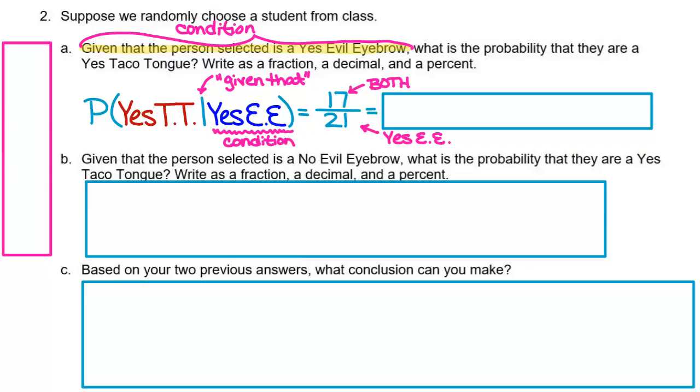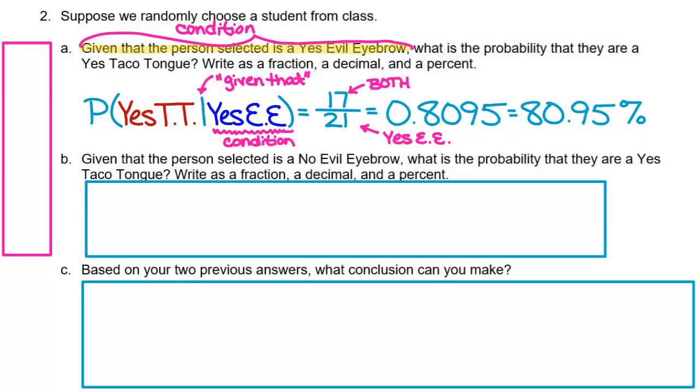My numerator is the intersection of yes taco tongue and yes evil eyebrow. My denominator, however, is only the total of my condition. This is the total of just the yes evil eyebrows. Does anybody happen to know what 17 over 21 is as a decimal? Or could you find it? Grab a calculator for me real quick. Calculate that for me. It's like 0.8095. Yes. 0.8095, or about 80.95%.